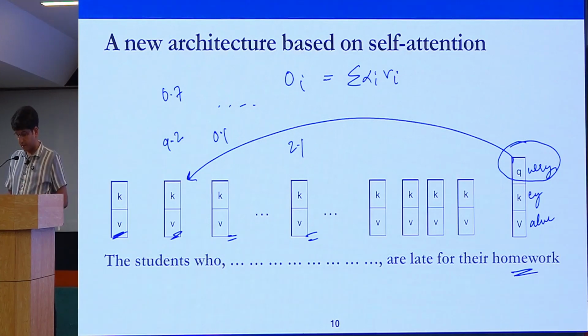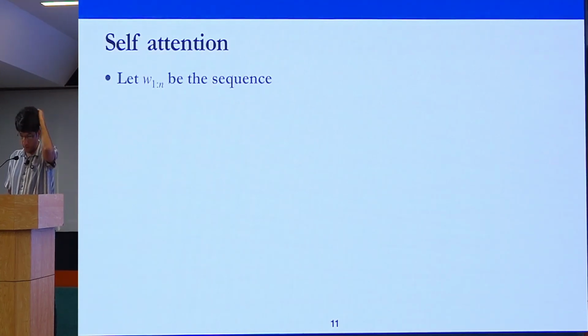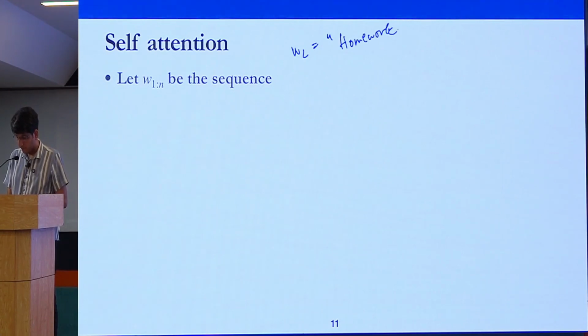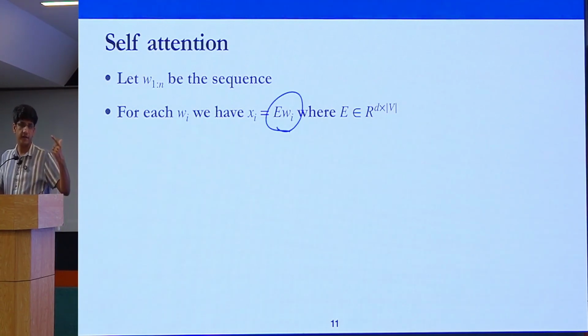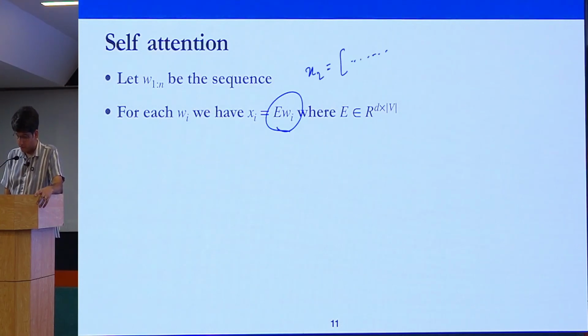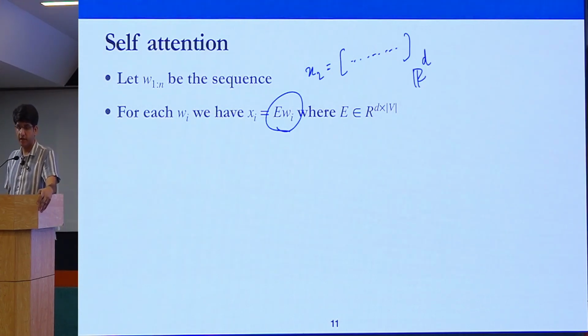And that becomes your output at step i. We discussed this at length last time, so just to give you a little more formal grounding: if W1 to Wn is your sequence, where W2, let's say, is homework, you first take that and pull out a row from your embedding matrix to get a vector. So x2 is the vector for homework, and it is a d-dimensional vector.